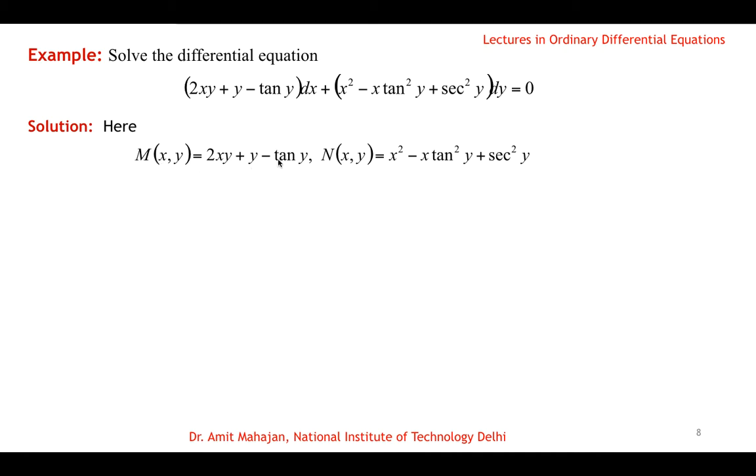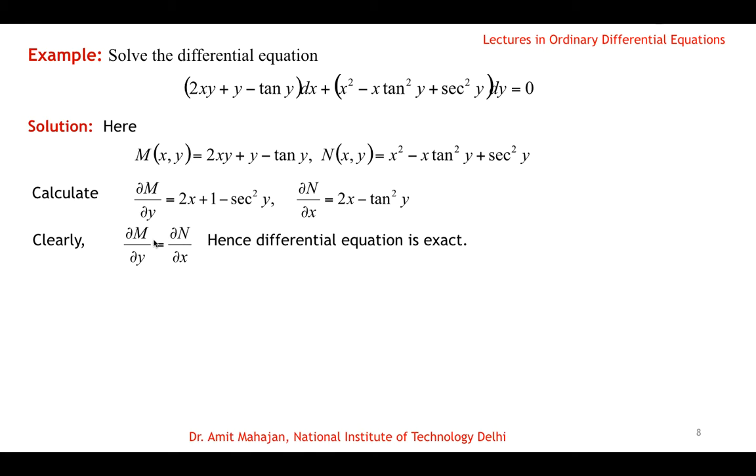Now calculate m derivative y. That will be 2x plus 1 minus the derivative of tan y, which is sec^2 y. Similarly n derivative x, so 2x, from here x derivative is 1 and so it is minus tan^2 y, and this derivative with x will be 0. So you have this. Immediately you see that these are equal, because 1 minus sec^2 y is minus tan^2 y.